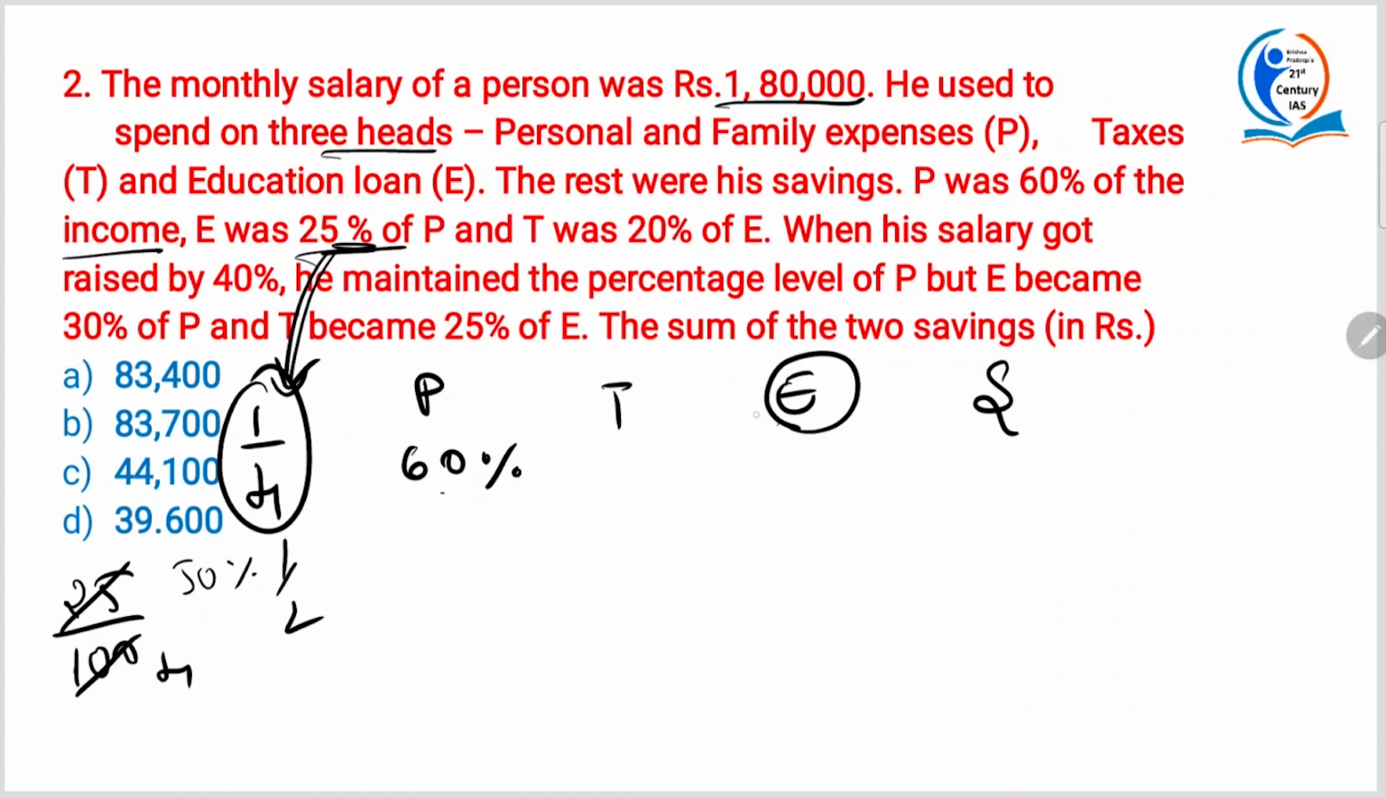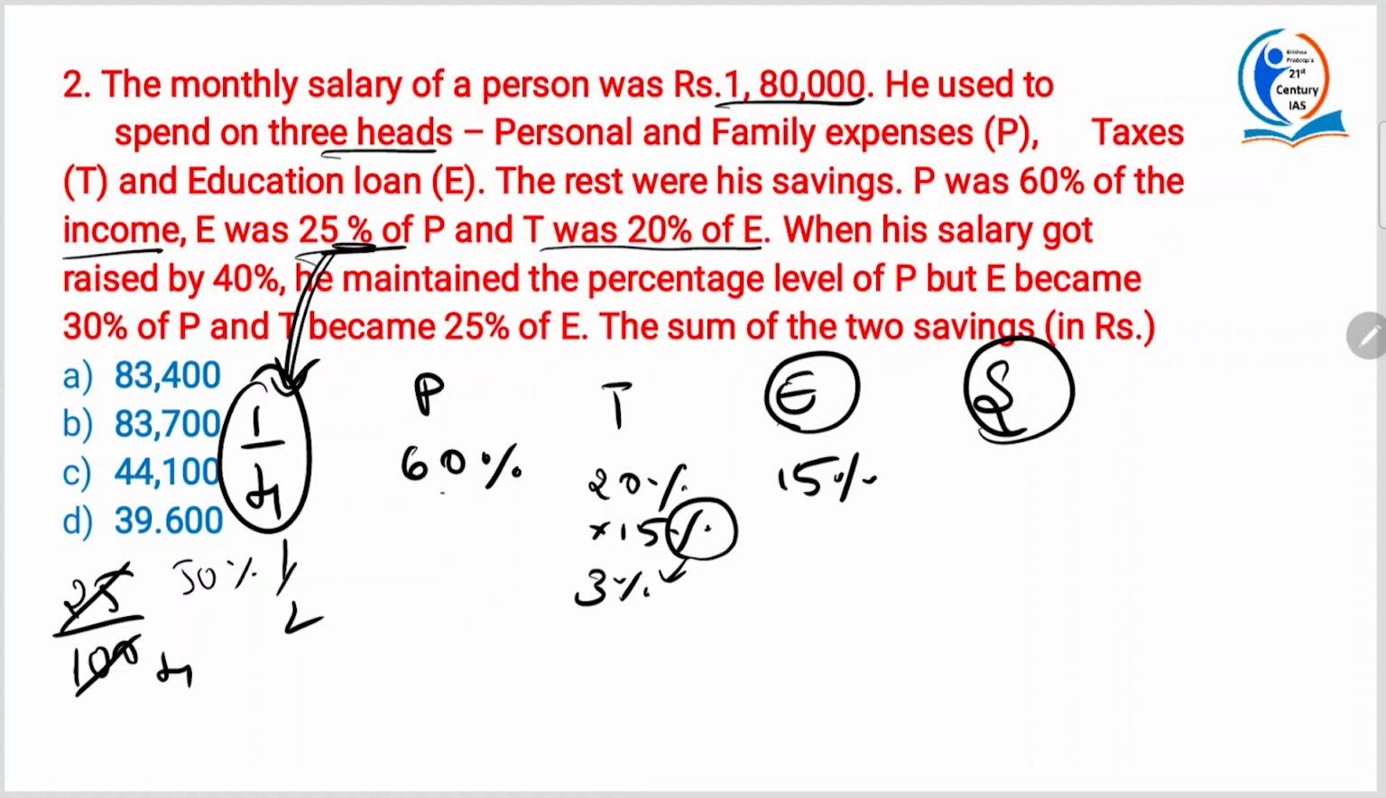So what is 1/4 of 60%? It is 15%. Alright. Now T was 20% of E. Now, what is 20% of 15%? 20% of 15 is how much? It's 3. Okay, this percentage will come here. So 60%, 3% and 15%.